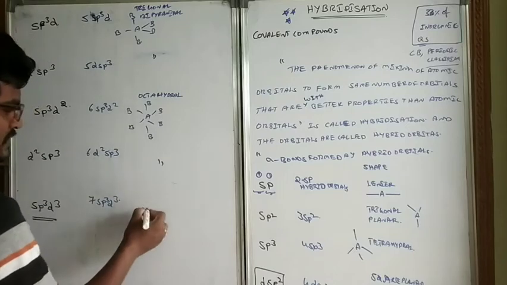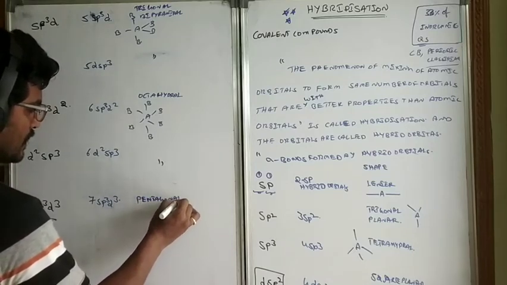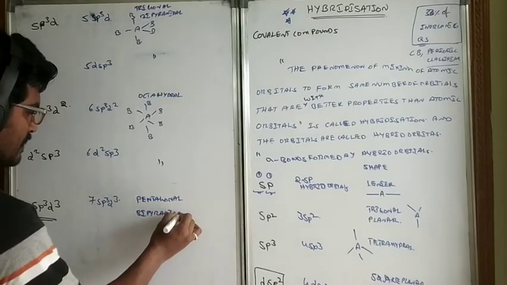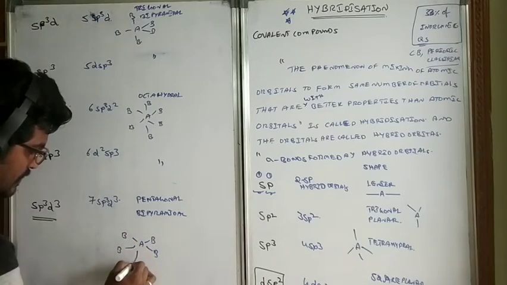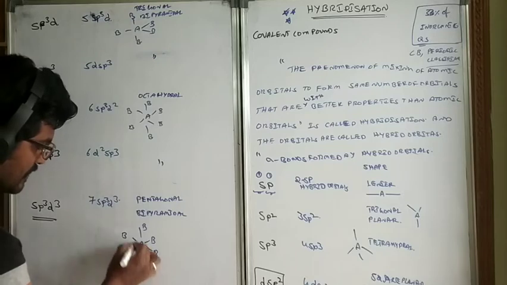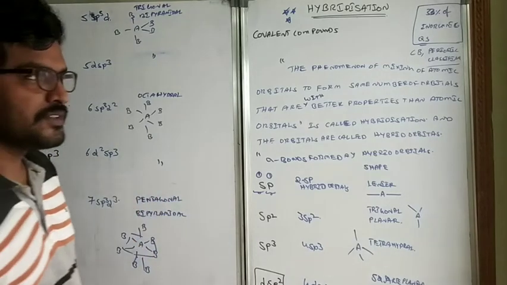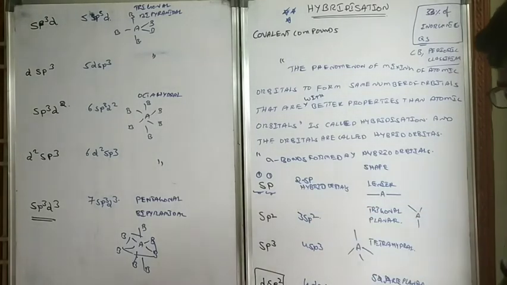Here also the same. Here it will be pentagonal bipyramidal. So A, B, B, B, B, B, with one B above and one B below. So if you observe this, in the first case, sp hybrid orbital, one s orbital and one p orbital are combining with one another to produce sp hybridization.